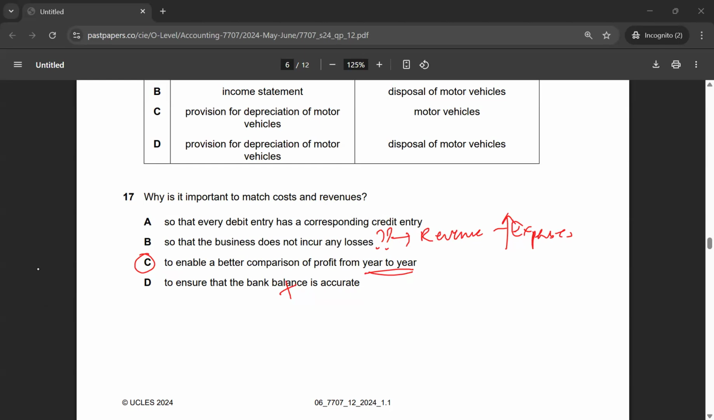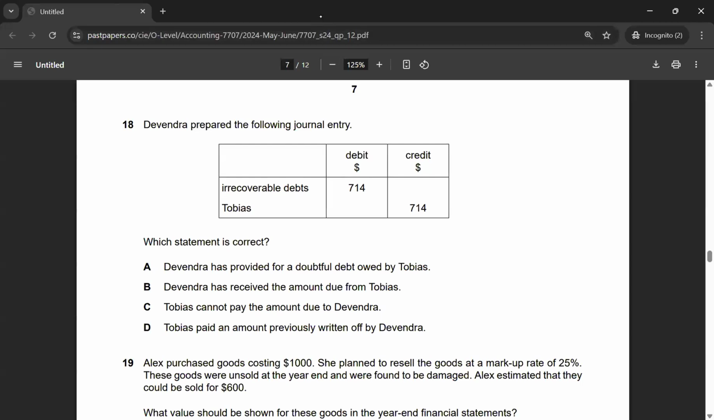Let's look at multiple choice 18. Devendra prepared the following journal entry. Which statement is correct? So we have debit irrecoverable debts 714, and credit Tobias, which is accounts receivable, probably, 714. So the correct answer for multiple choice 18 again is going to be option C. Tobias cannot pay the amount due to Devendra because it's an accounts receivable. And the journal entry actually tells me that Tobias cannot pay, because we have credited accounts receivable, because generally we debit accounts receivable, right?